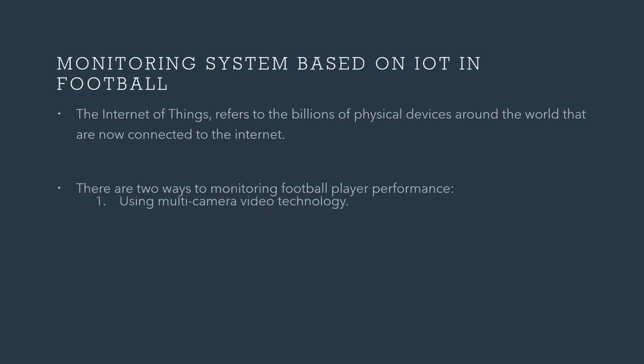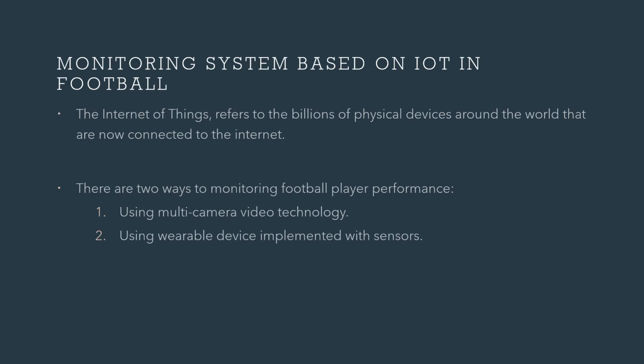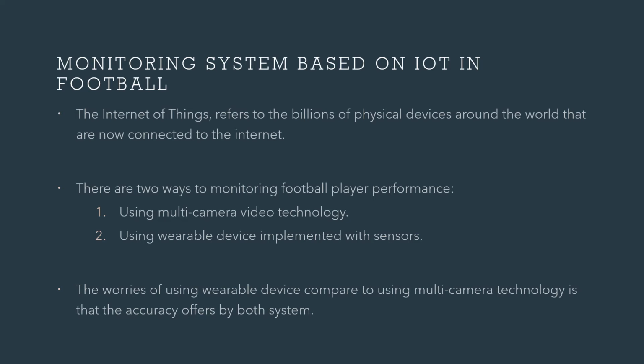In football, there are two methods used to monitor the player's performance. The first is using multi-camera video technology, and the second is using wearable devices implemented with sensors. The worry with using wearable devices instead of multi-camera technology is that the accuracy may be affected. Is it comparable with the data from the multi-camera technology?